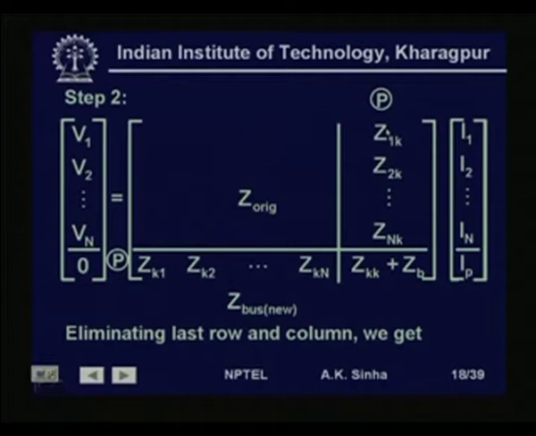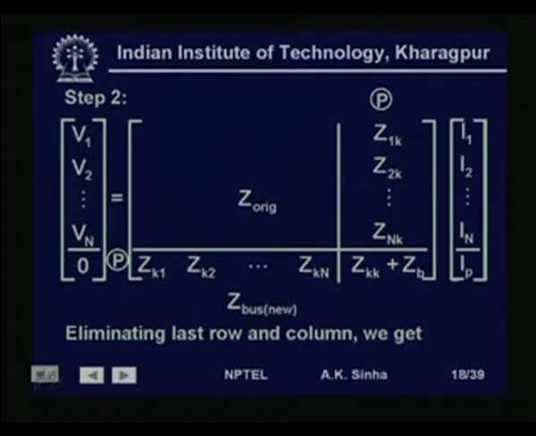The only problem here that we see is that since we have not added any new bus, the network should be having only n buses. So, the bus impedance matrix will also be an n into n matrix, but this modified matrix that we have is n plus 1 into n plus 1. So, what we need to do is we need to eliminate the last row and last column of this matrix. How do we eliminate this?